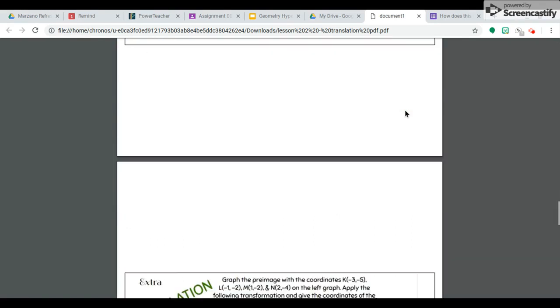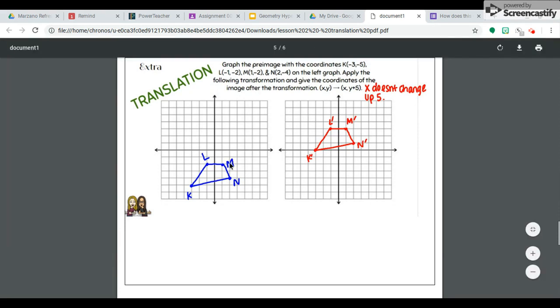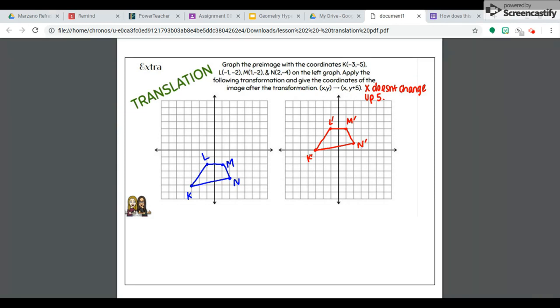Then finally, for our extra example, it says graph the pre-image the same way we did the last one. Apply the transformation the same way we did the last one. So our (x, y) here goes to x. Notice the x doesn't change at all. So we're not going to go right or left any. We're going to stay in the same x position. And y plus 5, which means we're going to go up 5 units. So all we're going to do here for our blue pre-image is shift it or translate it up 5 units.